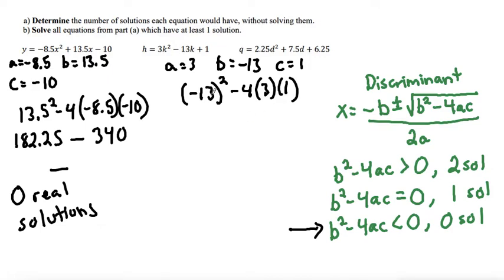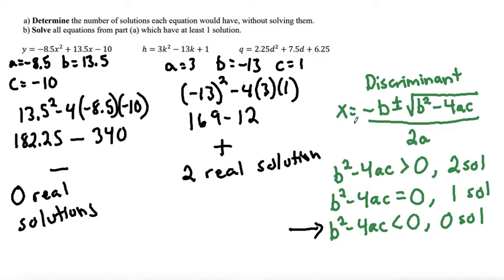So 13 squared is 169, minus 4 times 3, which is 12, times 1, which is 12. So 169 minus 12 is a positive number. Since it's positive, we will have 2 real solutions. And you would do the same thing for the last one, so I'm just going to skip that one and go straight to part B.